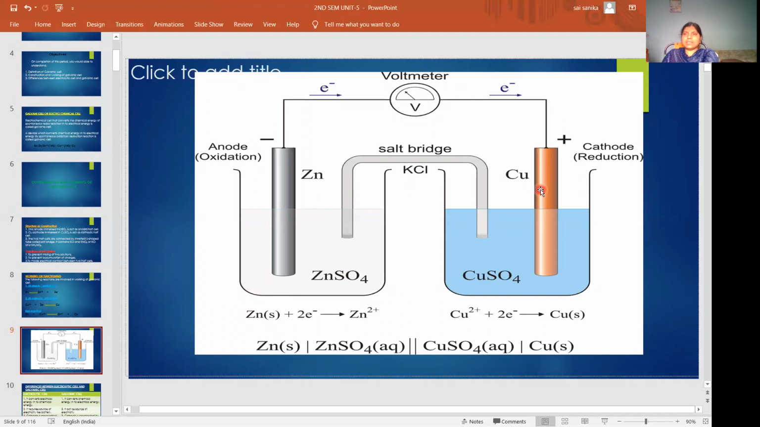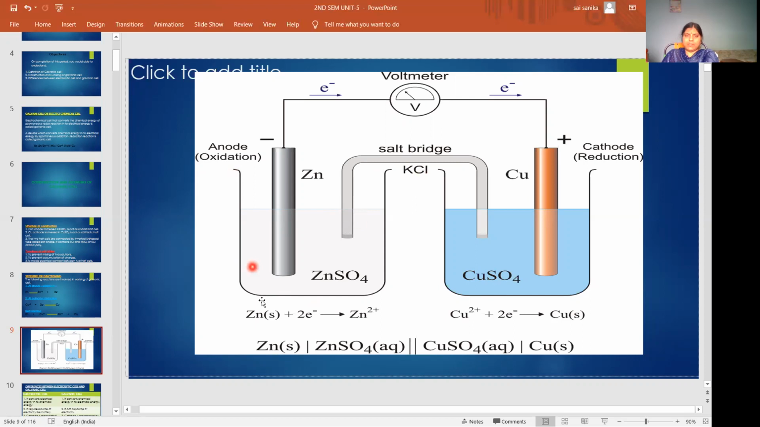In an electrolytic cell we are passing electricity from an external source like a battery. Here this is the source of electricity, whereas the galvanic cell itself is the source of electricity. So this is very, very important. This is the construction of the galvanic cell.